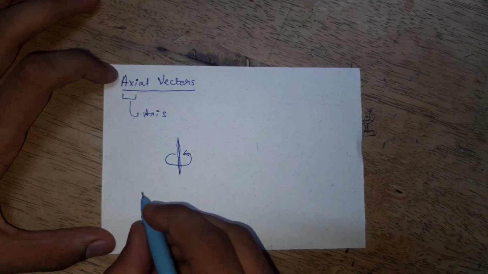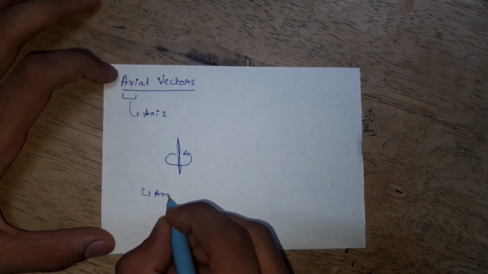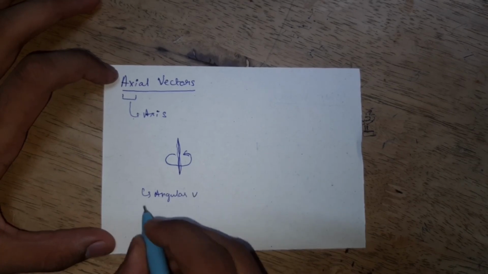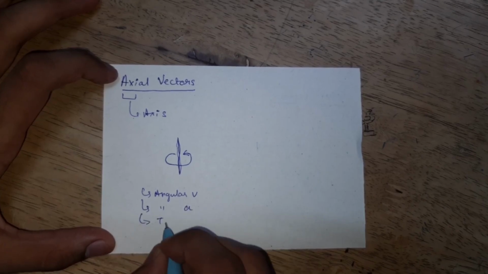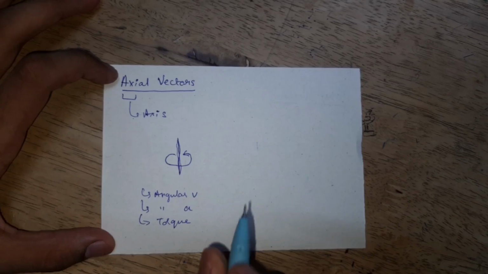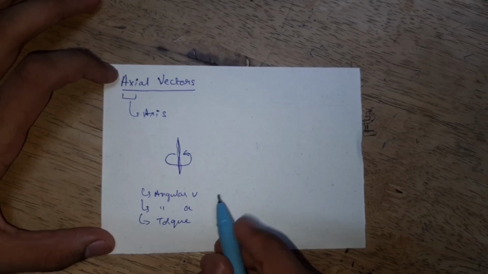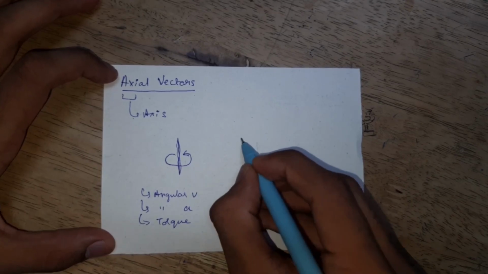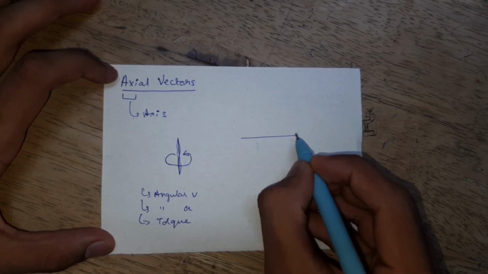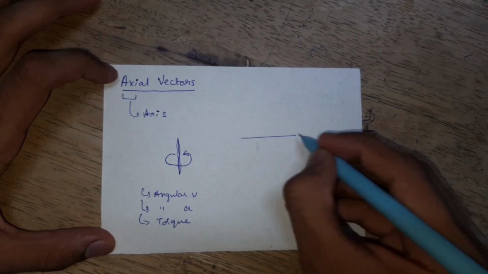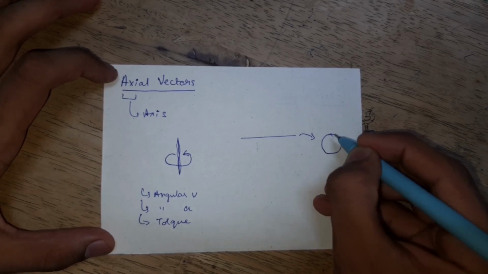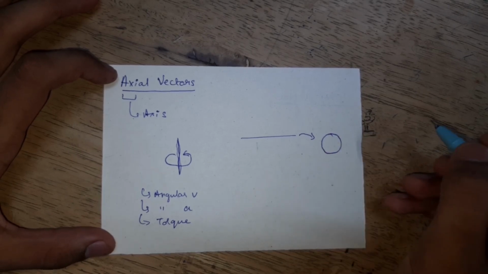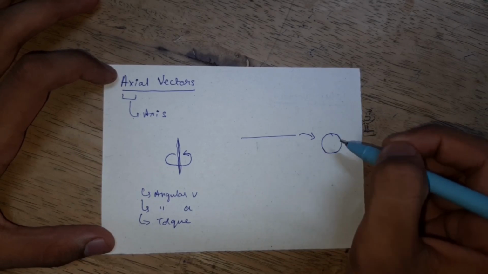So some of the common ones are angular velocity, angular acceleration, and torque. So what is angular velocity? Well, if you take velocity on a straight line and convert this straight line into the circumference of a circle, that's angular velocity. So rate of change of angle.